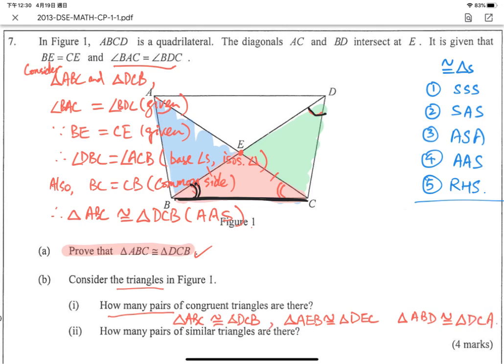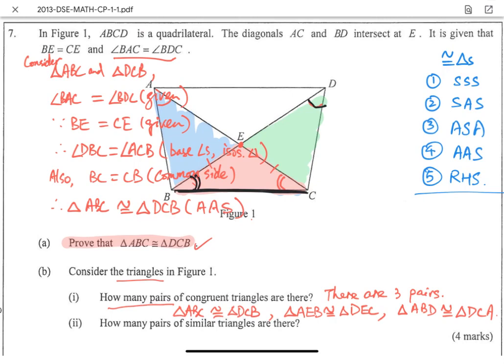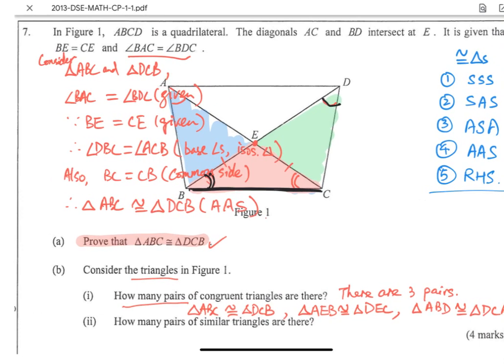Okay, so we have 3 pairs. So you just need to answer there are 3 pairs of congruent triangles. And B2, how many pairs of similar triangles?